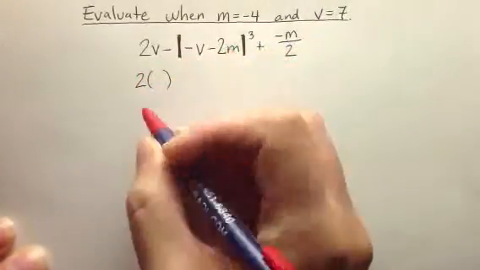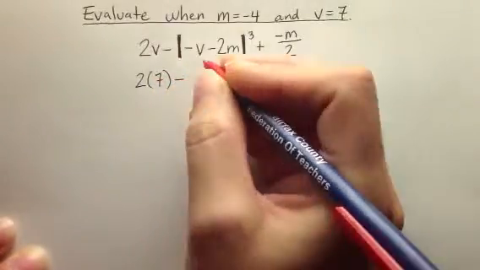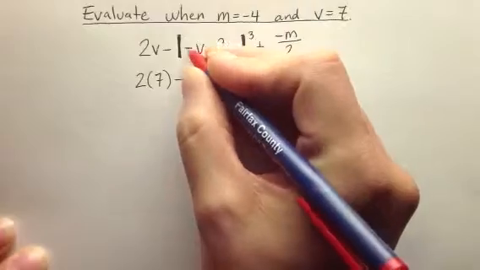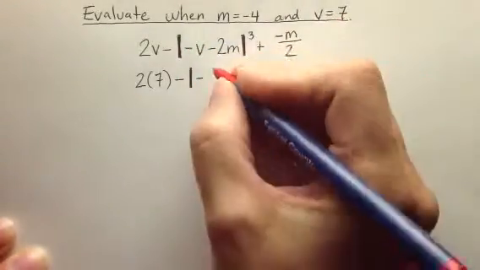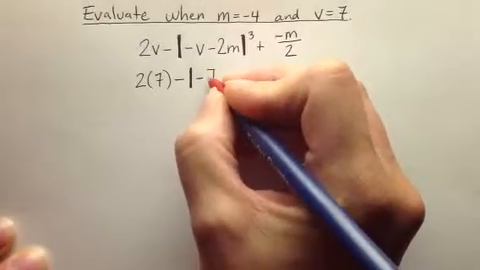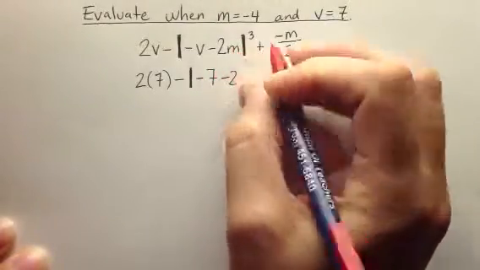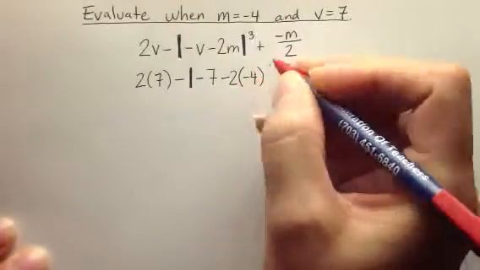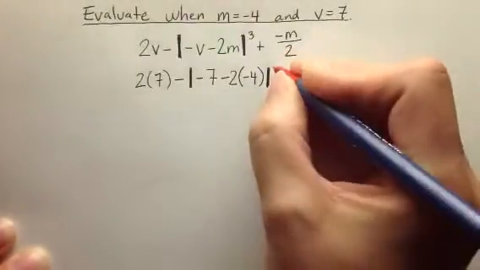So for v, what is v? 7, minus the absolute value of the opposite of v, so negative, and since v is positive, I'm actually not going to use parentheses on this one, minus 2. For this m, I am going to use parentheses. If I do not use parentheses, it might look like minus.